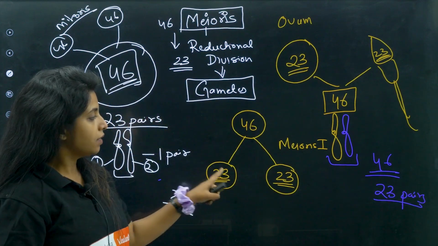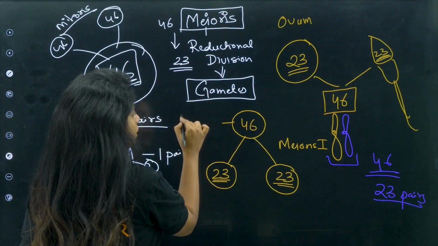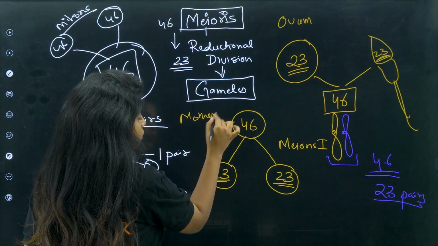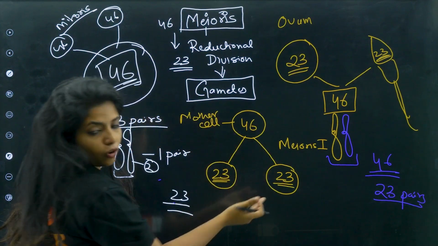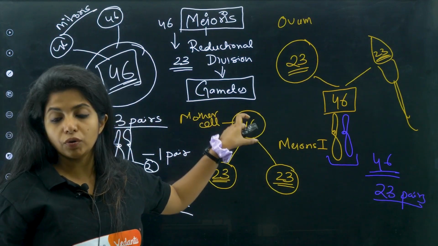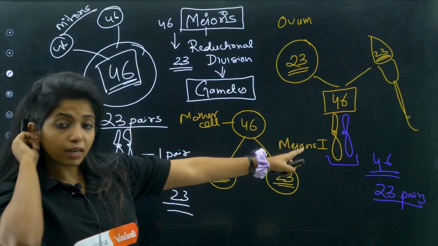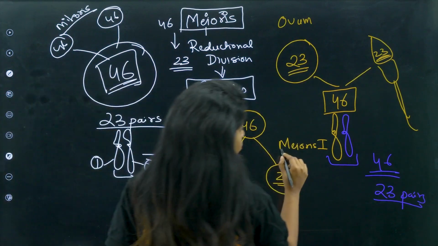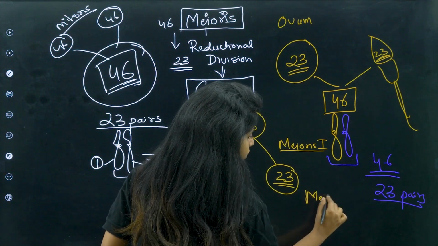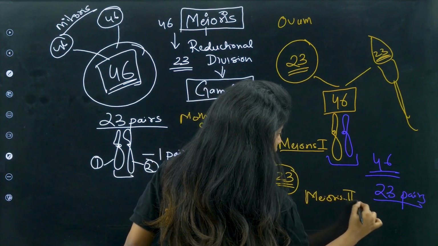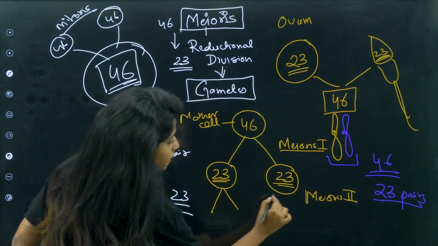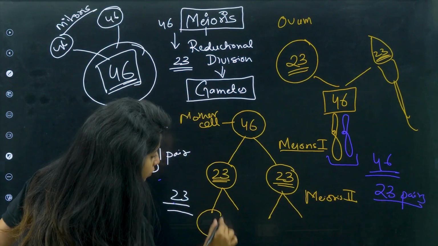Now you might be thinking that if this was the mother cell, then these are the egg, or if this is a spermatogonia, it will be sperm. So oogonia, it's an ovum. No, it's not like that. Meiosis, I said, happens in two stages. So there is one more stage required, that is meiosis 2. So over here, again, this will divide. This will also divide. You get two more cells.